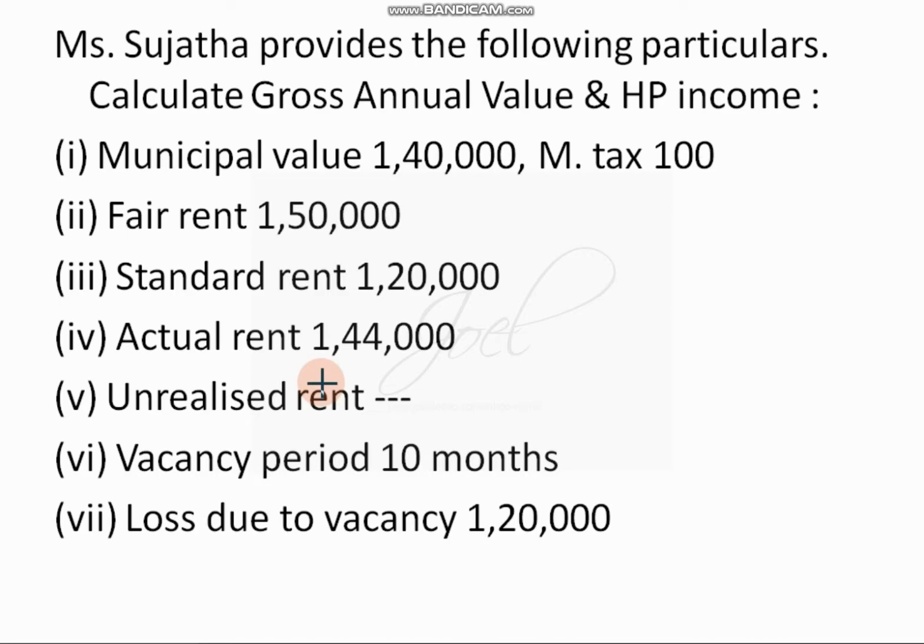So in this problem, unrealized rent is not there. Sometimes unrealized rent will be there, so that you have to deduct from actual rent receivable. Sometimes rent receivable is given monthly. For example, monthly rent is 5,000 per month. Unrealized rent is 2,000. So in that case, 5,000 into 12 we will do, minus 2,000 we will do. So unrealized rent we are not supposed to consider. So that is a thing what we should know.